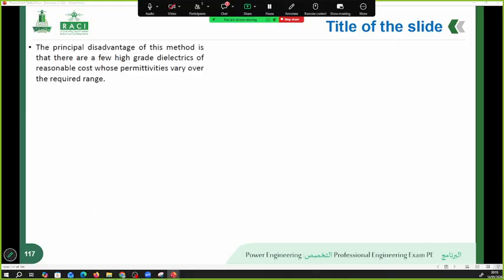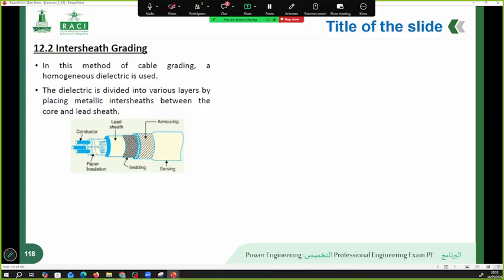Okay, this is a very small point. It highlights the main practical limitation of using graded insulation in cable design. Although graded insulation is theoretically very effective in achieving a more uniform electric field distribution and reducing peak stress, its implementation is constrained by material availability. So this is a limitation of the grading system.